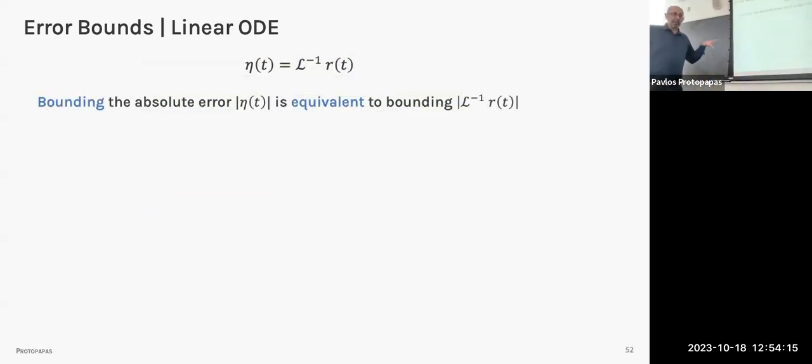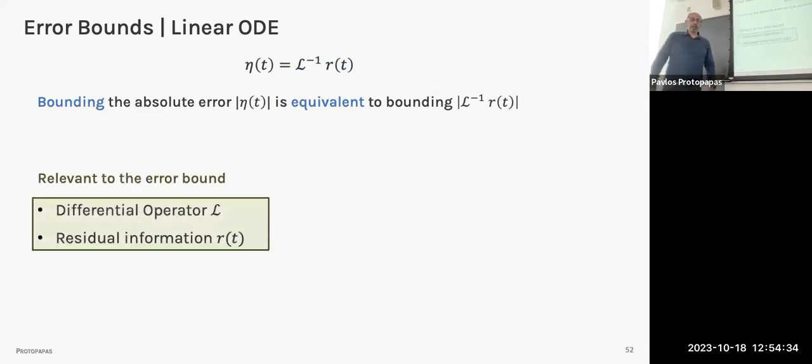If we bound the absolute value of eta, it is equivalent to bounding that side. So the bound of my eta, which is what I'm looking for, will be the bound of the right-hand side. Now, before I embark, I want to point out a few things. The first one is that this bound of eta only depends on the differential operator L and the residual information, and that's what I was looking for.